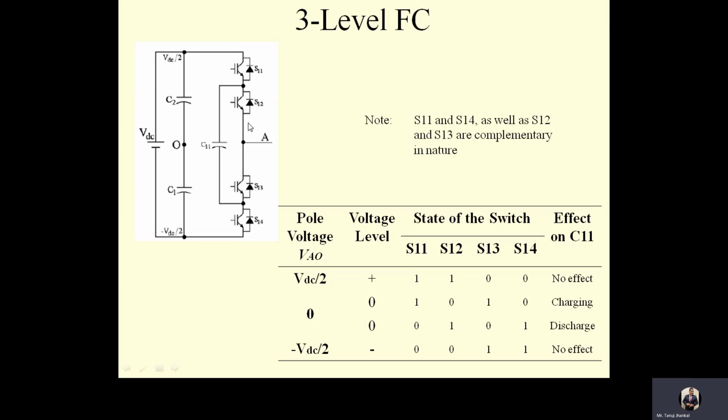Okay, which means when these two switches are turned on, when current flows from O point, let us see the voltage between O and A. This A point shifts to that upper point. From this point it will shift to this point. Now the voltage between O and A will be VDC by 2.